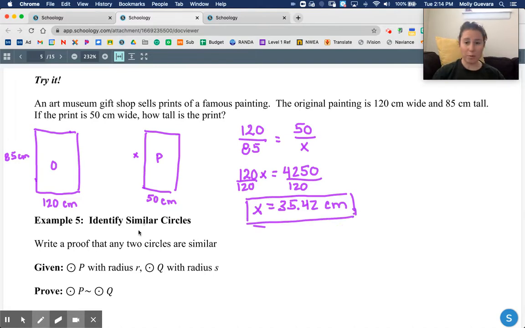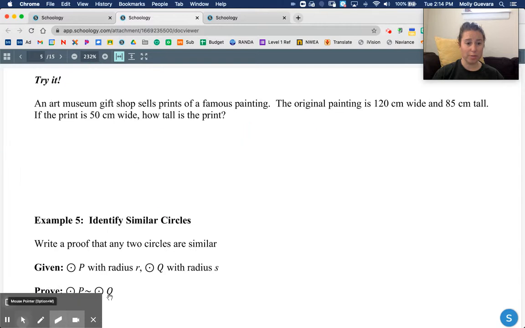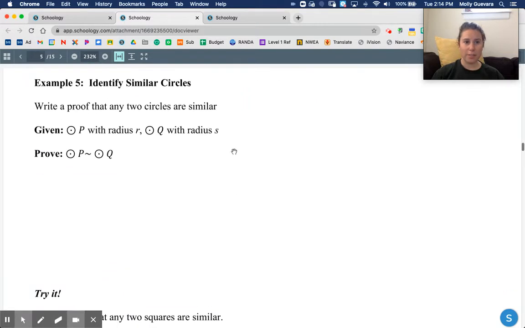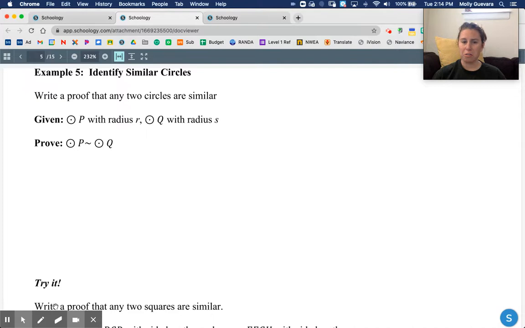We are almost done. We just have 2 proofs left. So we're going to do example 5. Example 5 says identify similar circles. Write a proof that any 2 circles are similar. So any 2 circles I want.